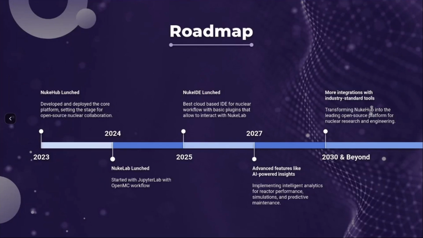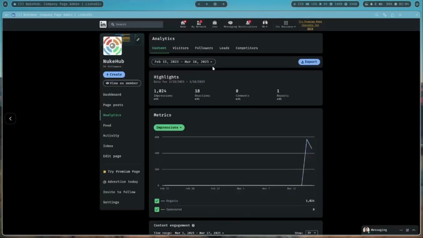In 2023, we created NukeLab with NRMS, which are fission things. In 2024, we created a NukeLab that came with JupyterLab at that time, with an OpenMC workflow only. In 2025, we launched the Nuke IDE. And if you go there, you can see that we have already gotten so many likes and comments for that.